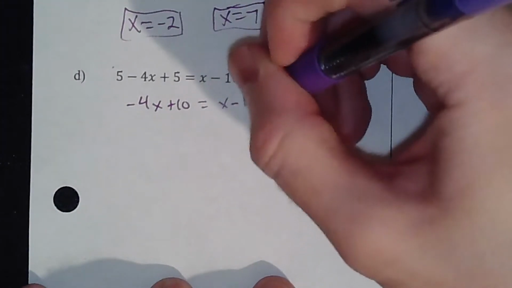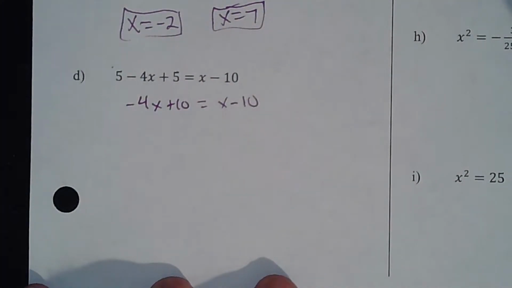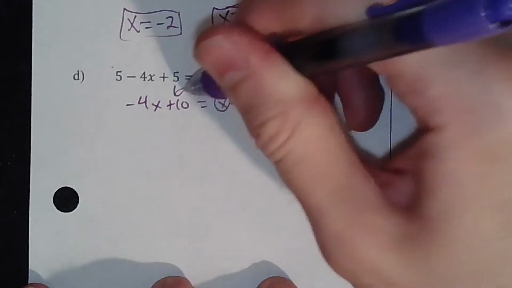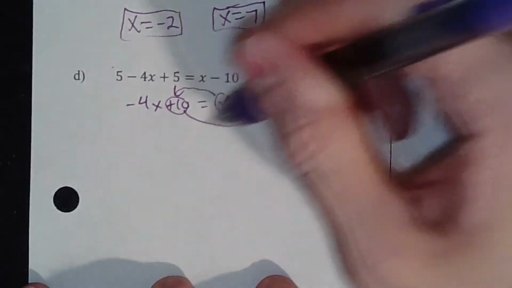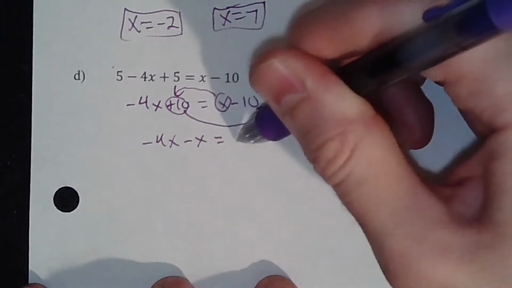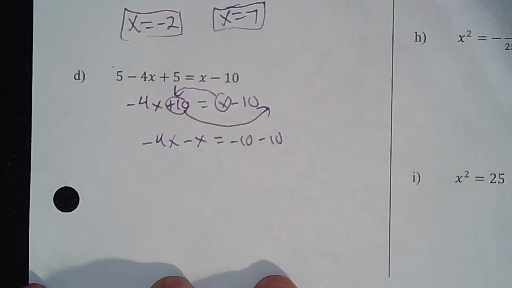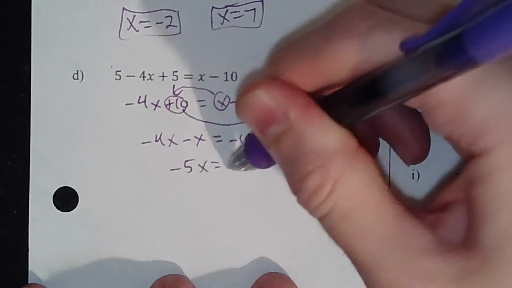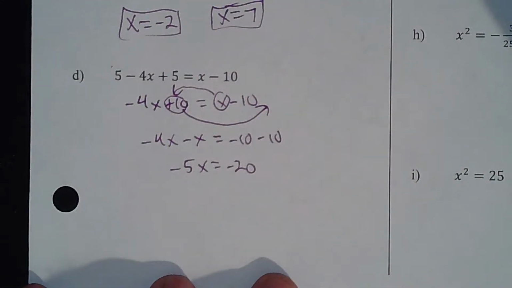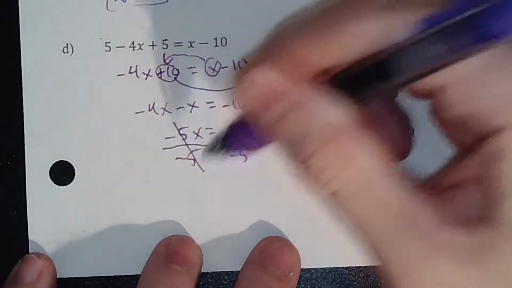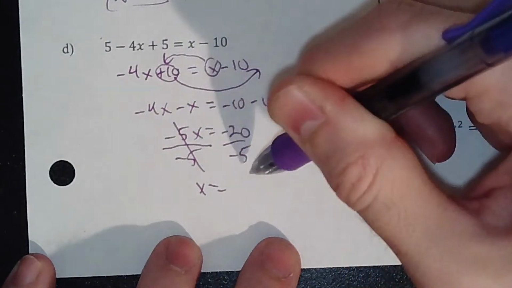equals x minus 10. Everything with x to one side, everything without x to the other. So like this guy, that's got to go over yonder. This guy, that's got to go over yonder. We got negative 4x minus x equals negative 10 minus 10. That's negative 5x equals negative 20. Divide both sides by negative 5. And therefore x equals 4.